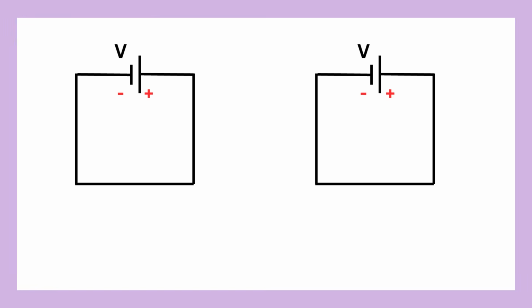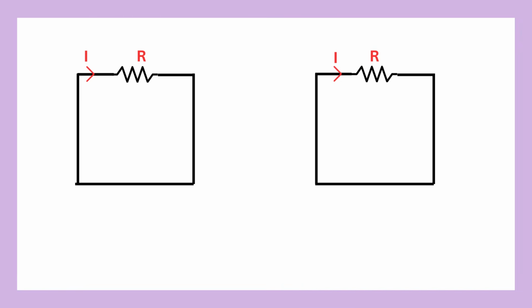When the KVL direction goes from the negative terminal to the positive terminal of the battery, it gives a voltage rise. If it goes from the positive to the negative terminal, it gives a voltage drop. When applying KVL, if the chosen loop direction is the same as the current through a resistor, the voltage across the resistor is considered a drop. If the loop direction is opposite to the current, the voltage across the resistor is considered a rise.